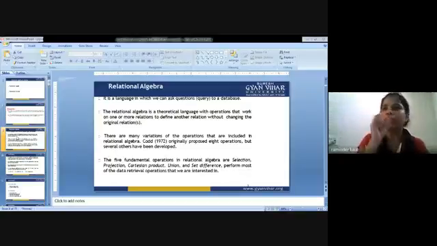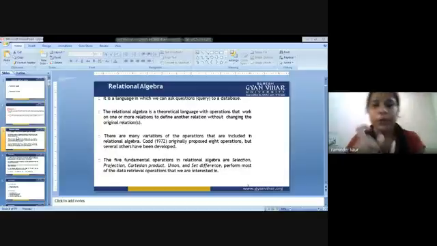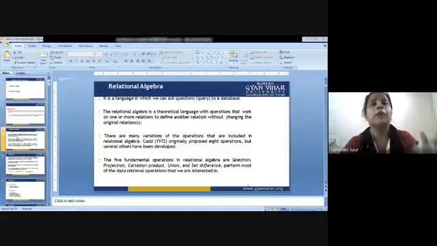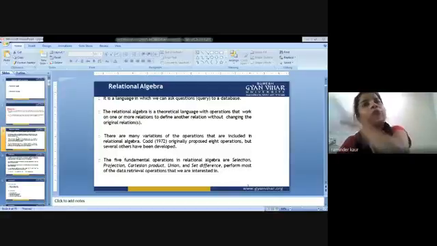Codd is the name of the author. Codd in 1972 originally proposed 8 operations. We have already studied the basics of those operations in the previous slides. Originally proposed 8 operations, but several others have already been developed. The 8 are basic operations that we must understand in order to proceed with the further operations.